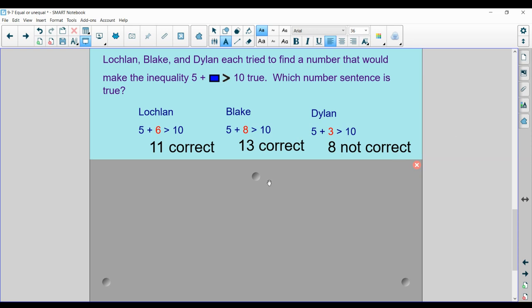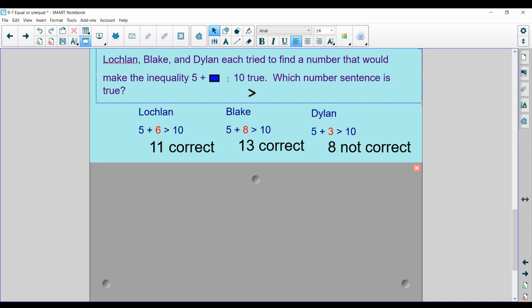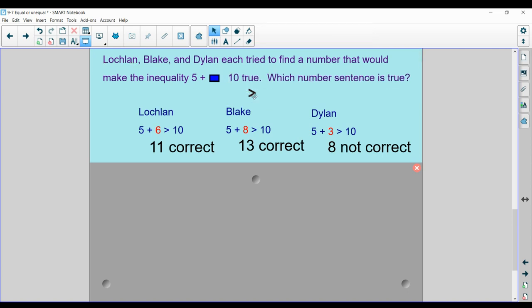Now, if I switched it around and I made it 5 plus something is less than 10, who would be correct? In that case, Dylan would be the only one that is correct. But in the way we originally have it, we actually have more than one answer. Both of these are correct. So in a situation like this, you might have more than one answer.